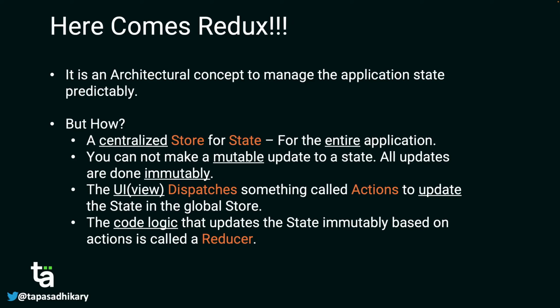Immutably means that as the state is represented by a JavaScript object, we won't be updating the state directly. Rather, we will clone or copy that object, do the update on the copy, and then return that copied object. We will never ever update the state directly. We'll see an example in a while.